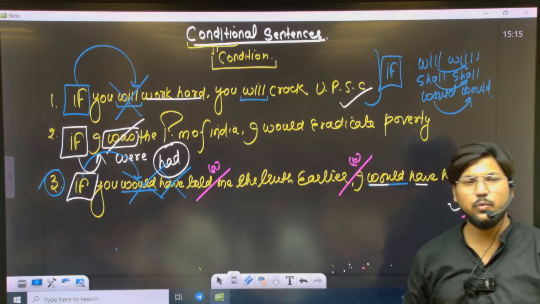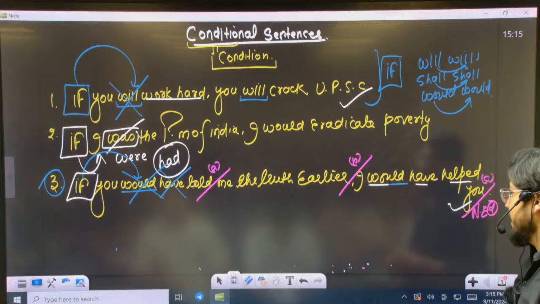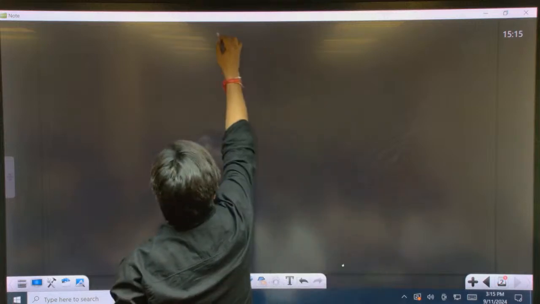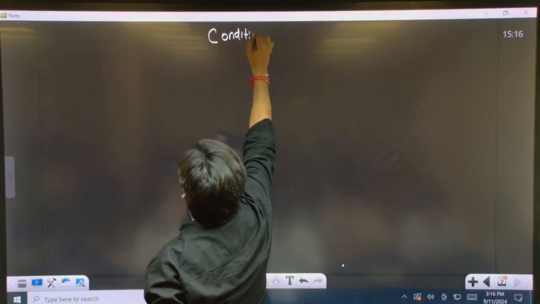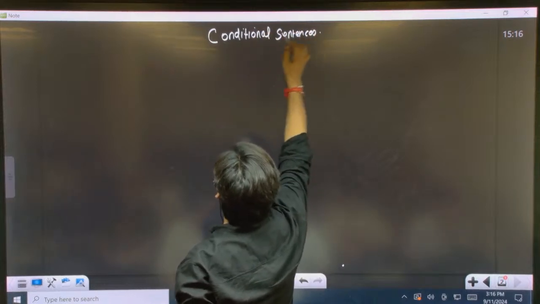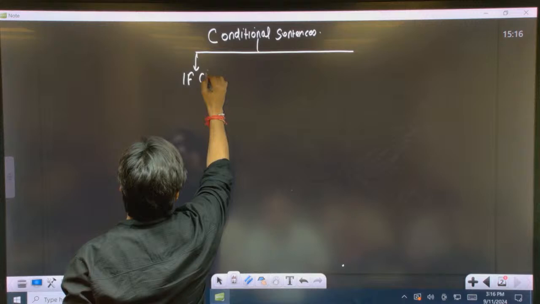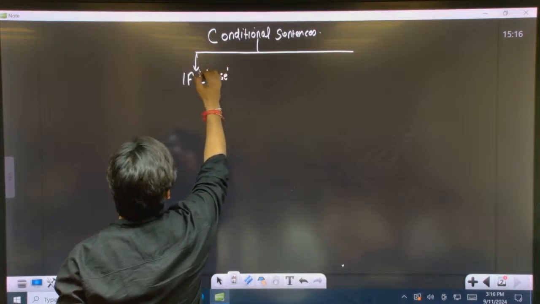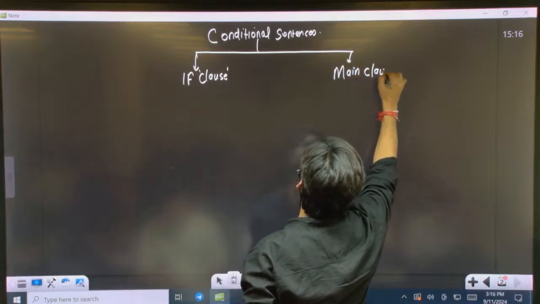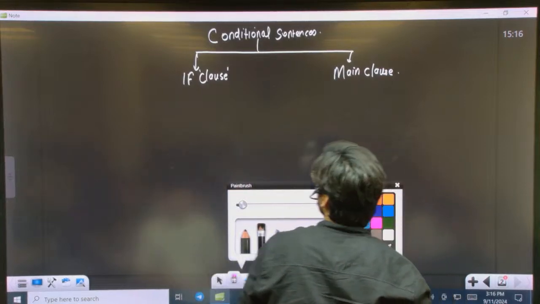Is this all understood by you? Now come to the point what it is all about. Let me tell you. Conditional sentences. When we talk about conditional sentences, it has two parts. First is the if clause and second is the main clause. If clause and main clause.